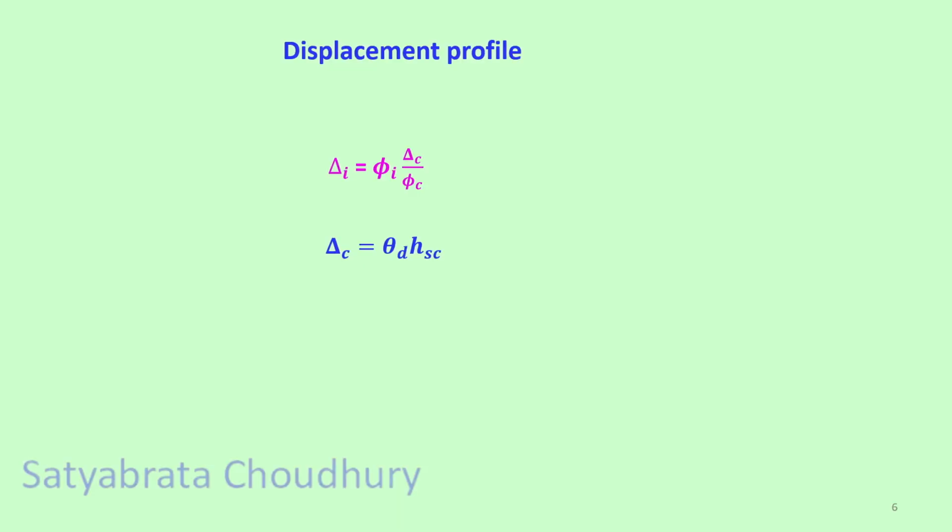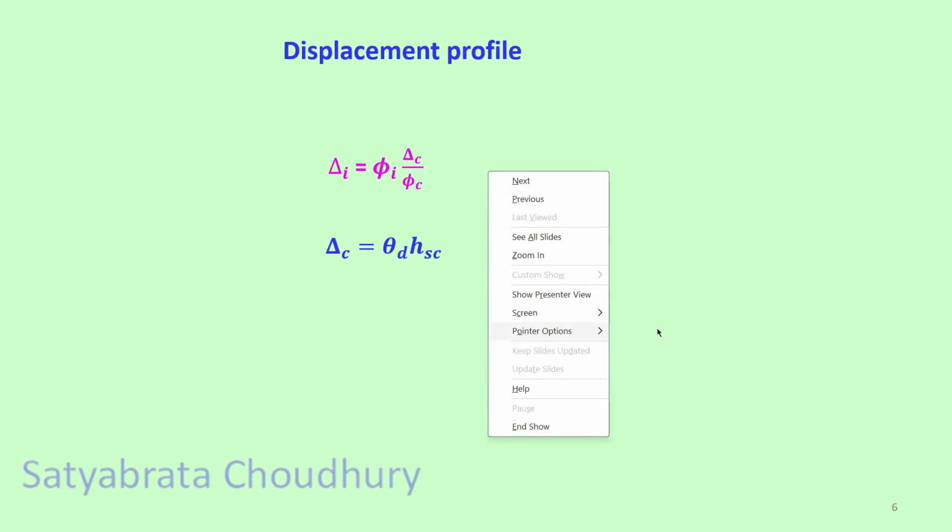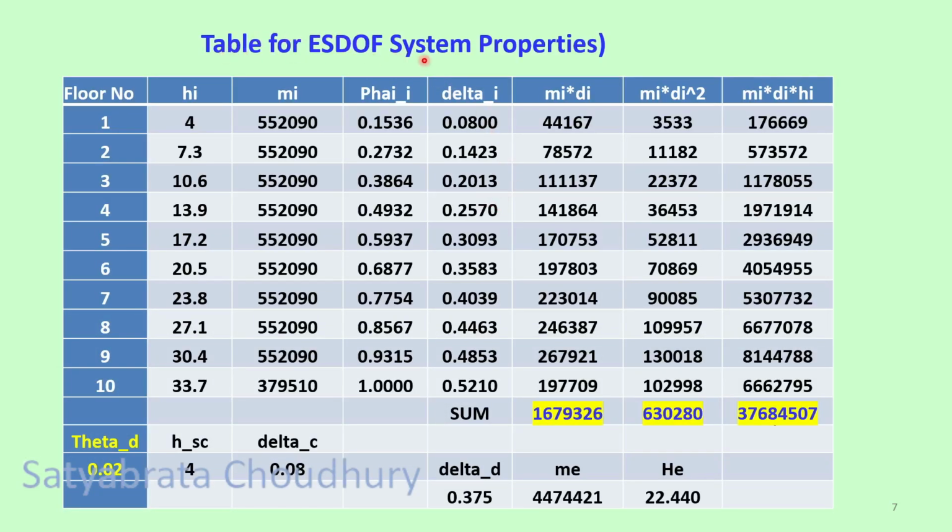Now we calculate the displacement profile, the value of delta i for different floor levels. Now we prepare the standard table for equivalent single degree of freedom system property calculations. This table is slightly different from those of the frame shear wall system. So we require floor and the height of the floor, then mass, then phi i, shape coefficient, then delta i, that was the formula we discussed, and the remaining are mathematical calculations only. So Mi delta i square, Mi delta i Hi.